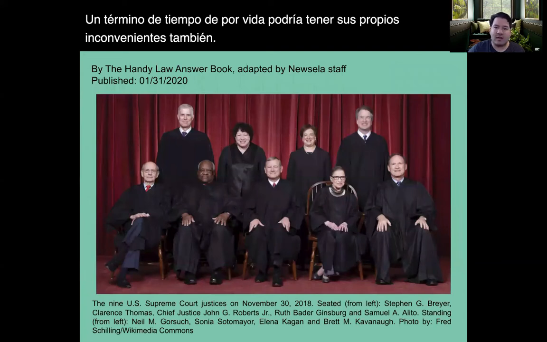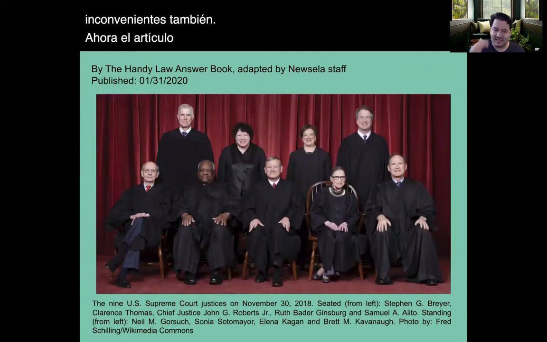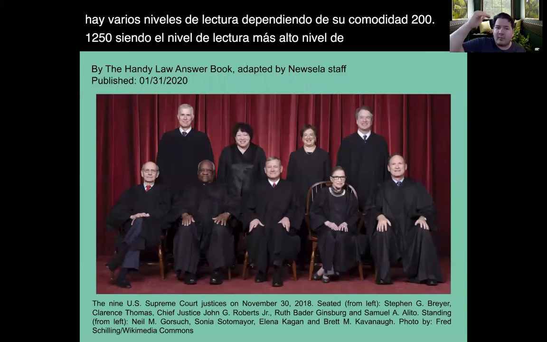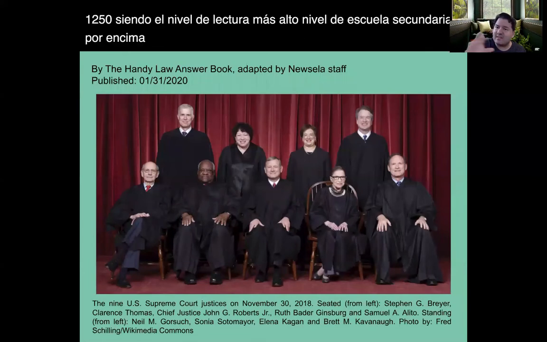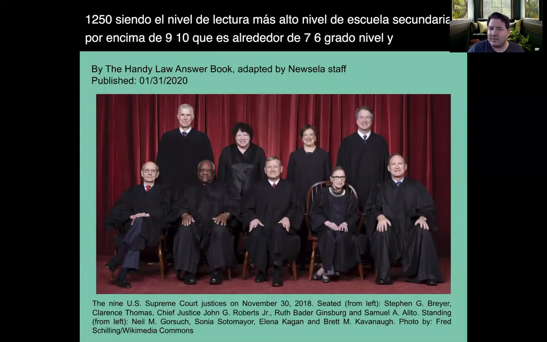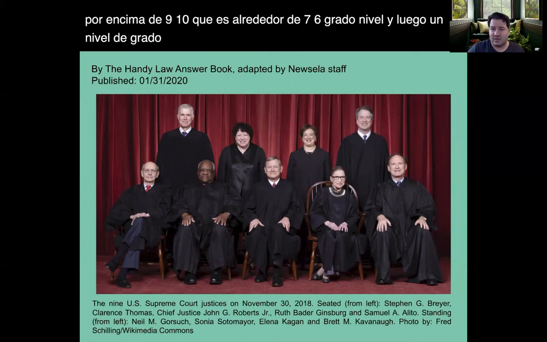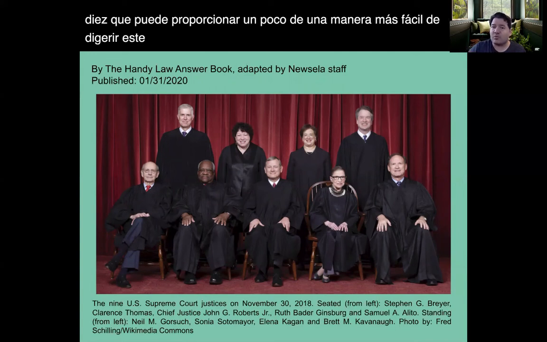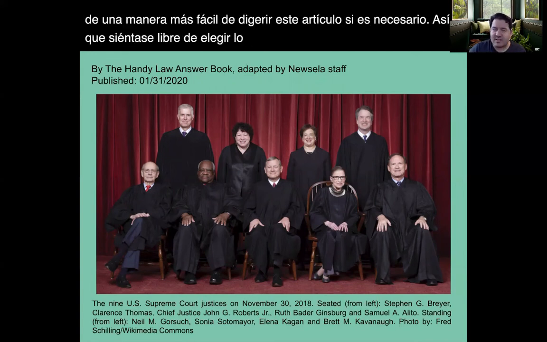Now, the article that I have linked to this text is leveled, so there are various reading levels depending on your comfort. 1250 being the highest reading level, high school level and above. 910, which is around 7th, 6th grade level, and then a lower grade level, which is 610, which can provide a bit of an easier way to digest this article if necessary. So feel free to pick whichever one you're the most comfortable with so you can really understand and grasp this information.